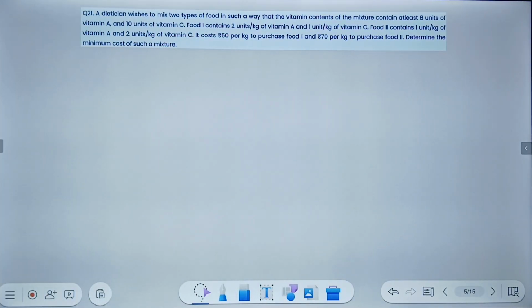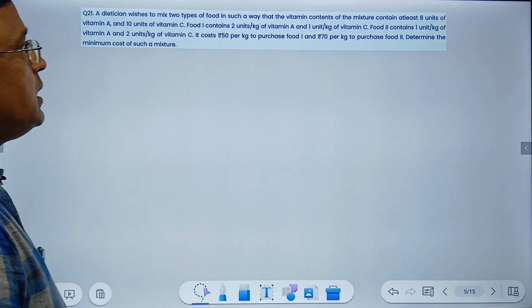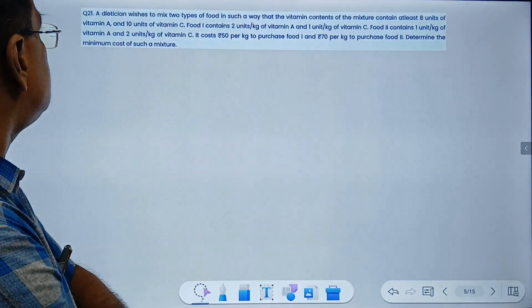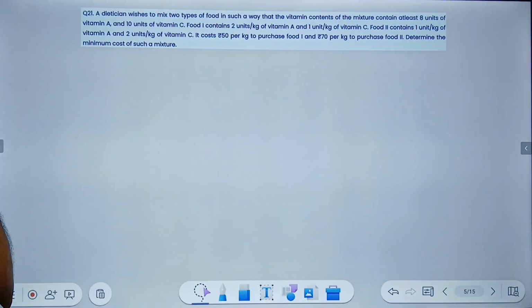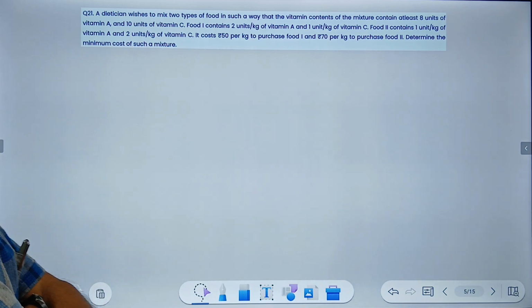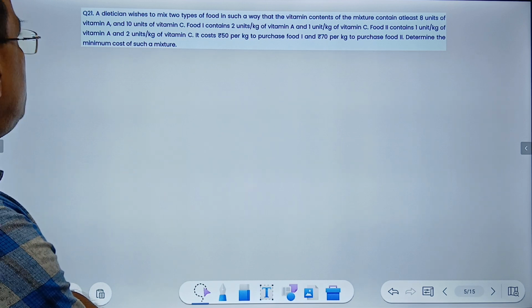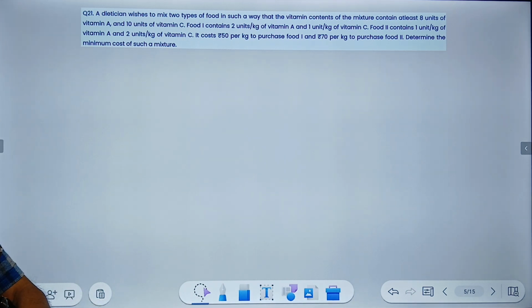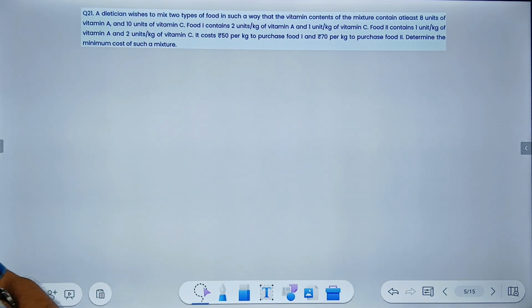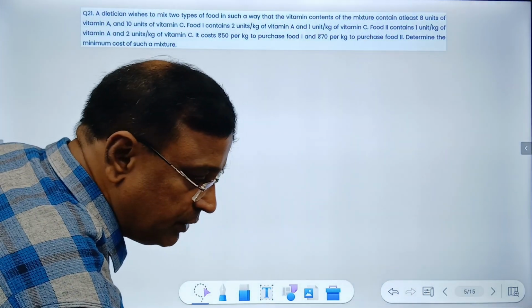A dietitian wishes to mix two types of food in such a way that the mixture contains at least 8 units of vitamin A and 10 units of vitamin C. Food 1 contains 2 units per kg of vitamin A and 1 unit per kg of vitamin C. Food 2 contains 1 unit of vitamin A and 2 units of vitamin C. It costs rupees 50 per kg on purchase of food 1 and 70 per kg on purchase of food 2. Determine the minimum cost. It is just like the previous question.